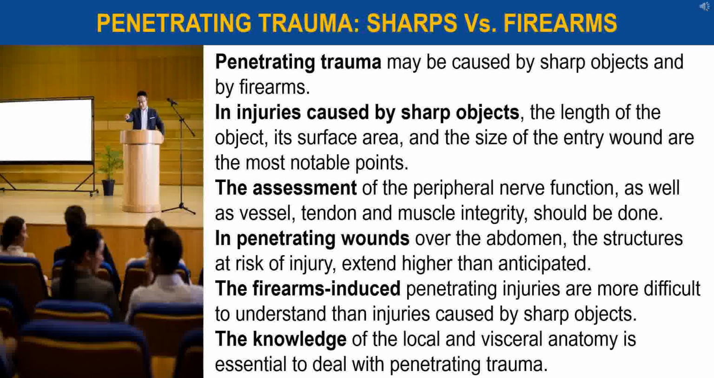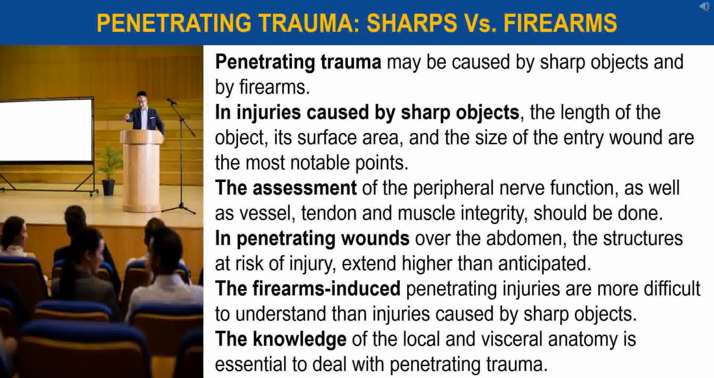In penetrating wounds over the thorax and abdomen, it is not always easy to establish the track that the sharp object has followed. It must be kept in mind that the abdominal structures at risk of injury extend higher than anticipated. In expiration, they may lie as high as the level of the fifth rib, such as up to the dome of the liver.